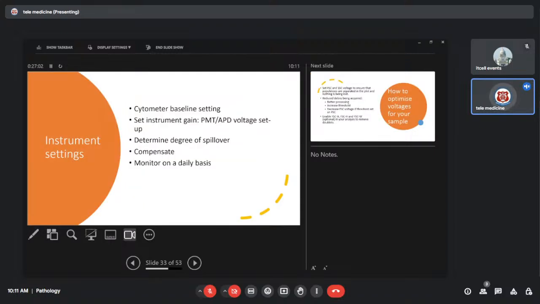Setting. So this is the lyric. You will see that every instrument has a basic QC that has to be done every day. So for a BD flow cytometer, that is CS&T. For Beckman, it is something else. For any other equipment, it will be something else.